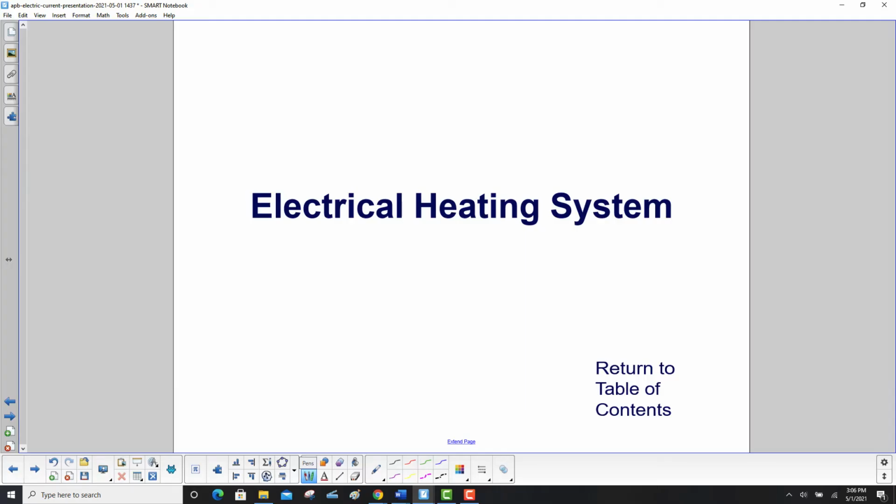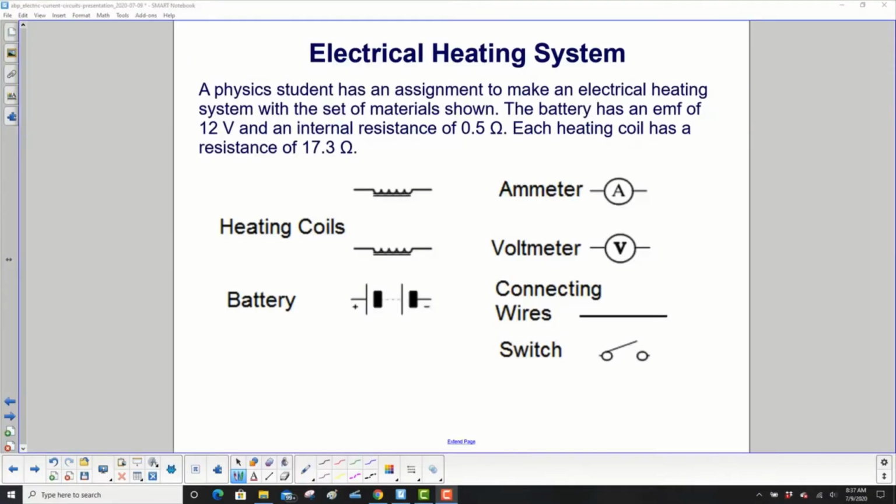Electrical heating system. A physics student has an assignment to make an electrical heating system with the set of materials shown. The battery has an EMF of 12 volts and an internal resistance of 0.5 ohms. Each heating coil has a resistance of 17.3 ohms.